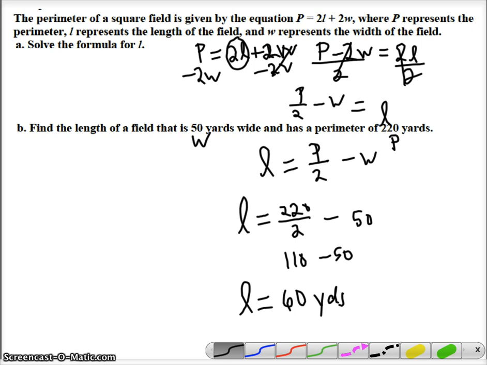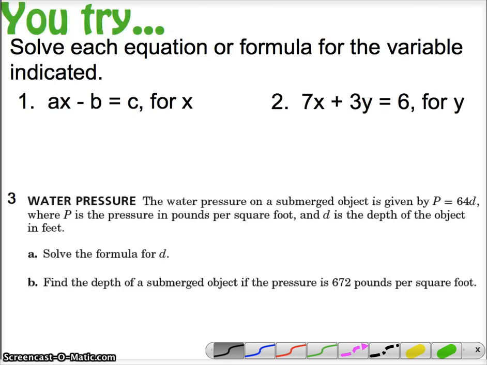The next slide is your you try problems. So there are those. Go ahead and try those, and we'll go over them during the next class.